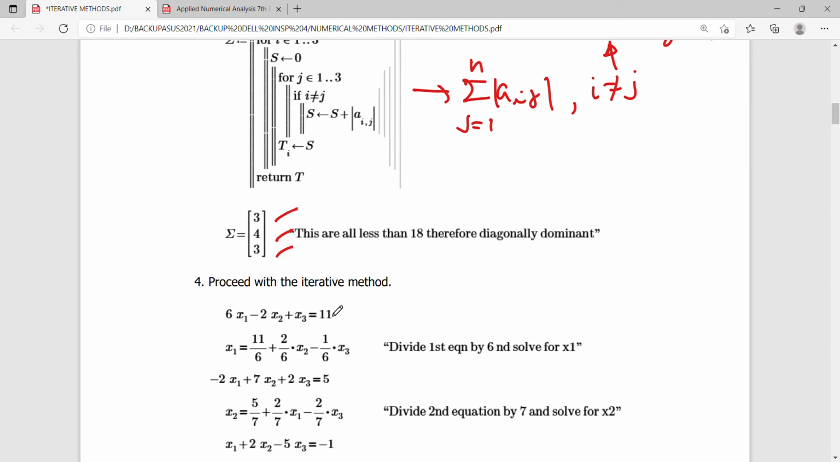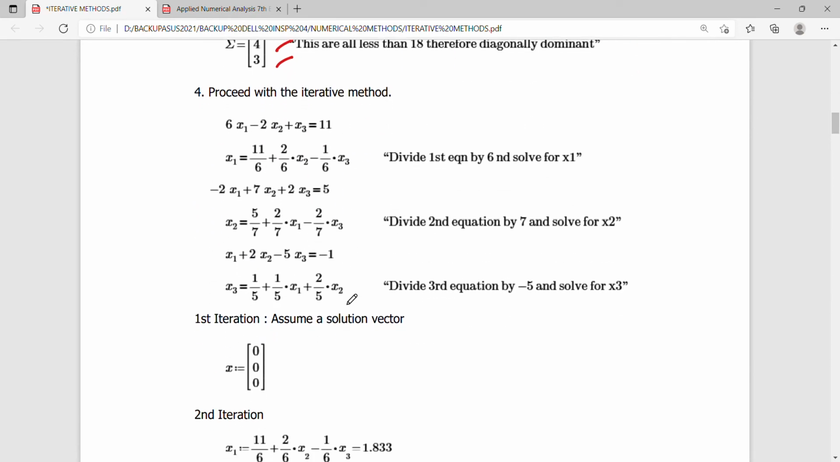So we proceed with the iterative method. Okay, so after assuring that this is diagonally dominant, we proceed with the iterative method. And the iteration involves simply a similar procedure on a nonlinear or a linear analysis with only one equation, which is the same as a fixed point iteration.